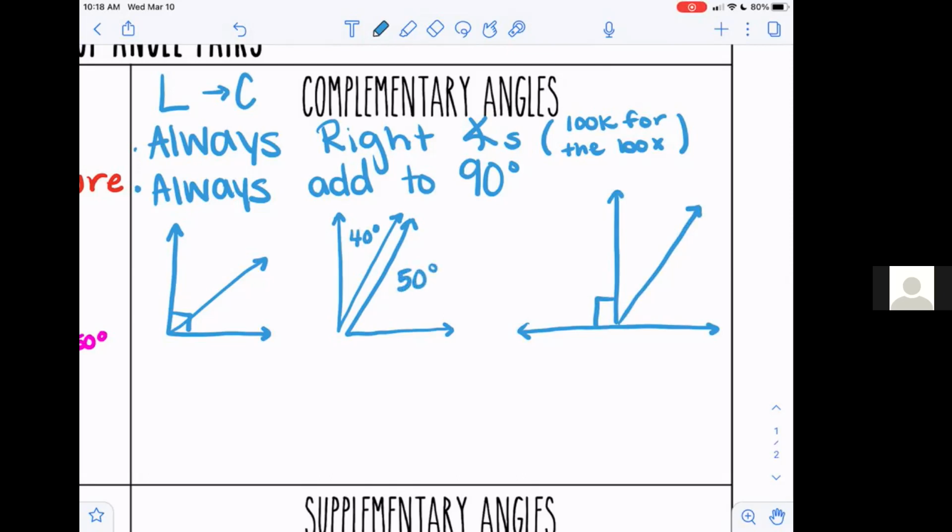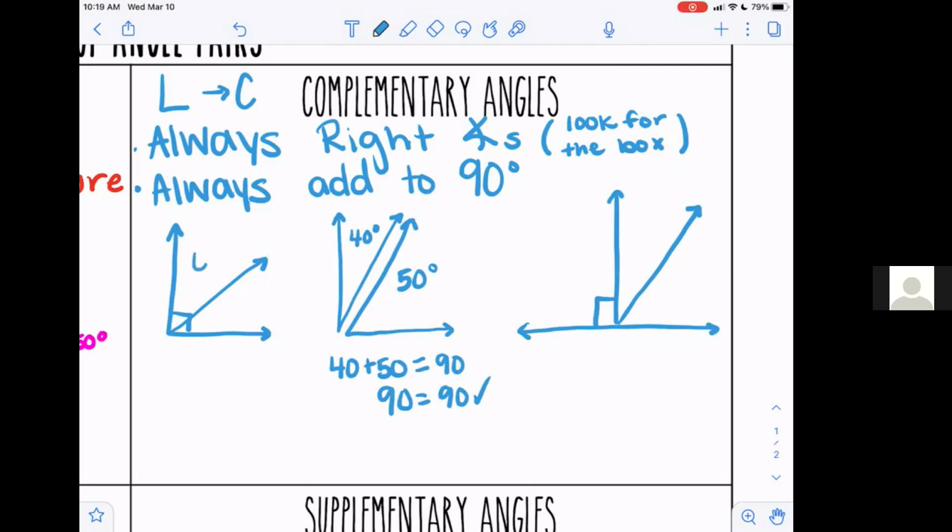And they say to you, okay, are these complementary? So what we're going to do is say, well, 40 degrees plus 50 degrees, does that equal 90 degrees? Because that does equal 90 degrees, we know that this is a complementary pair. So yes, this is a complementary pair.